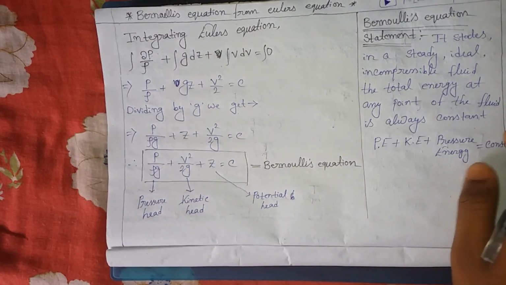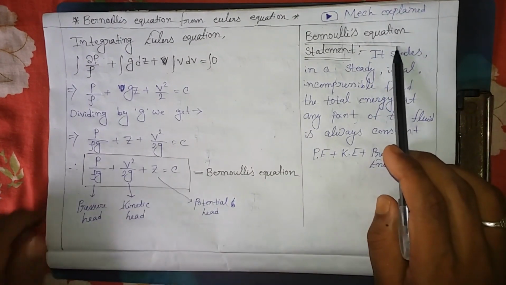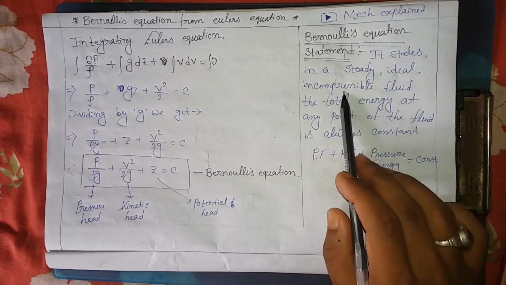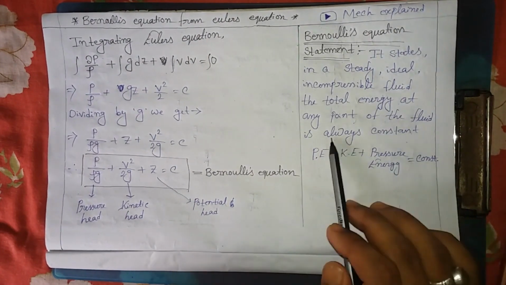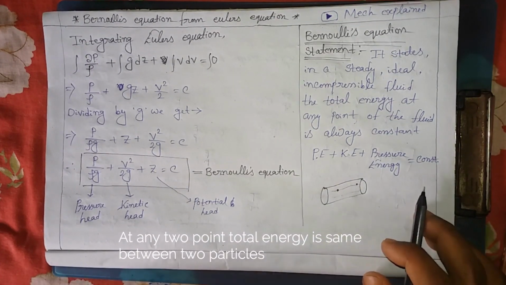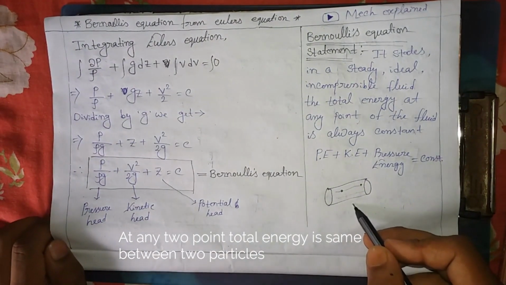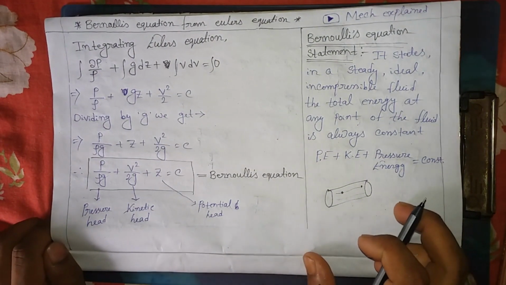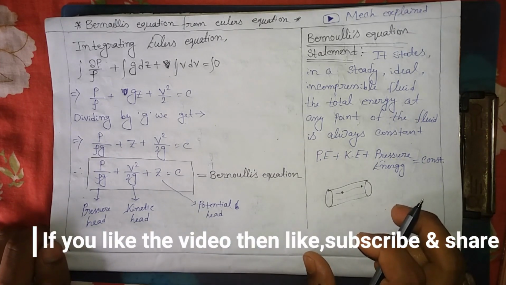Now let's look at the statement again. What does Bernoulli say? In a steady, ideal, incompressible fluid, the total energy at any point of the fluid is always constant. And here we are integrating because we are taking a fluid element, and for the whole element, the whole pipe or the whole section, we have to integrate it.